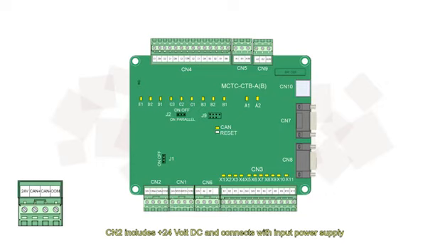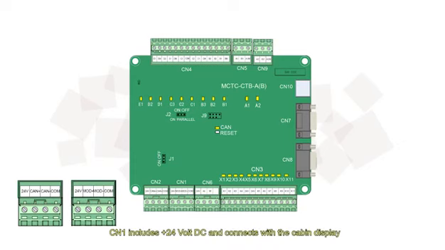CN2 includes 24-volt DC and connects with input power supply. It also includes a CAN communication port used for exchanging data with the motherboard. CN1 includes 24-volt DC and connects with the cabin display. It also includes a Modbus communication port for exchanging data with the cabin display.